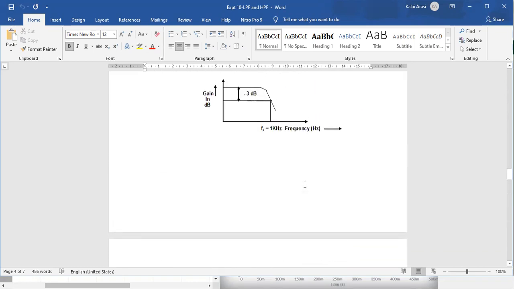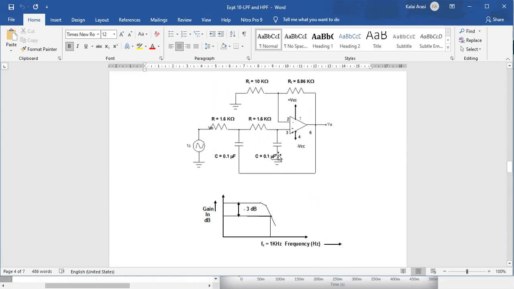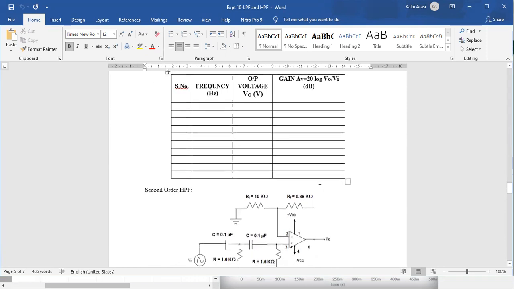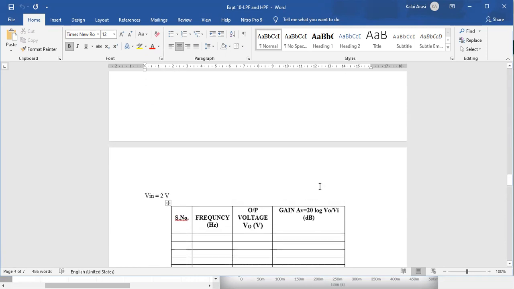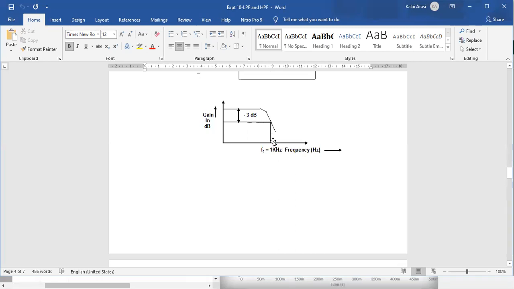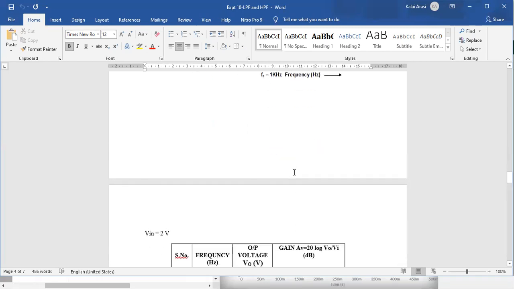So for 1 by 2 pi RC, for that 1 kilohertz, we find out the R and C values. This RF and RI determine the gain of the amplifier. This RC pair determines the frequency. From the semi-log graph sheet, you obtain the frequency. The theoretical frequency is 1 kilohertz. The practical frequency, after plotting, how much you are getting, you should write.